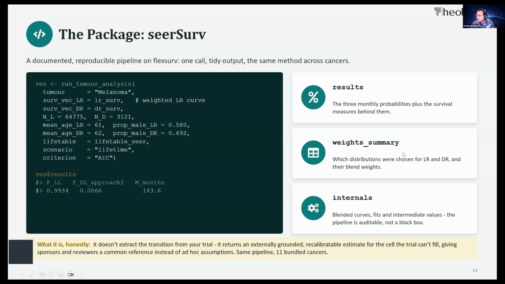Here on the right-hand side, you can also see the different objects, like the results and the weight summary, showing which distributions are assigned how much weight.